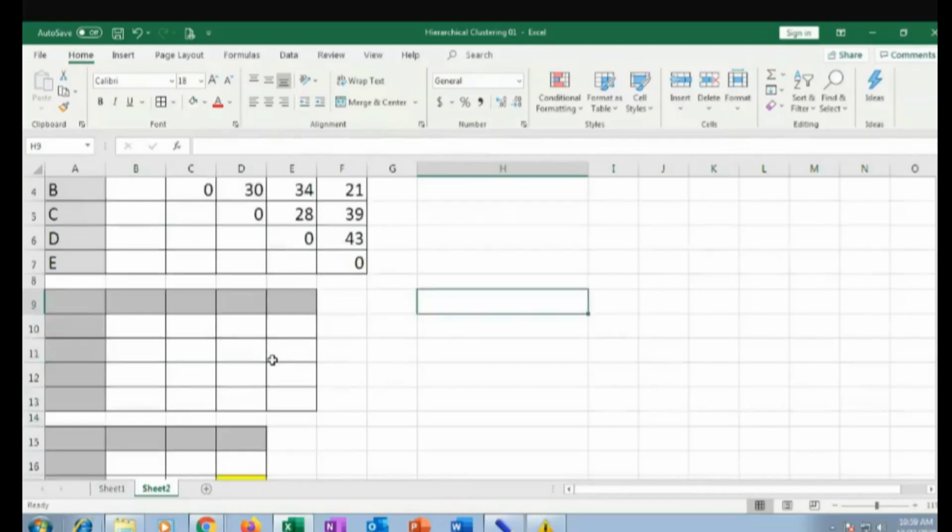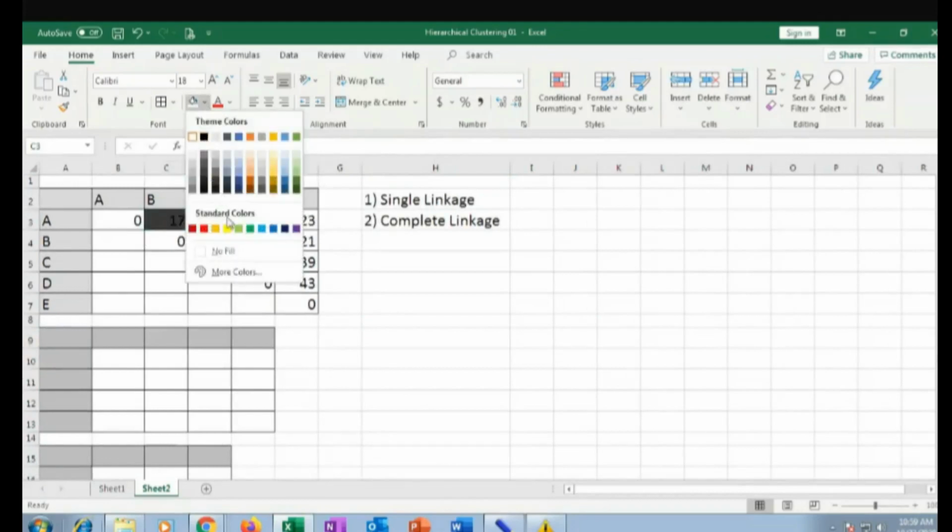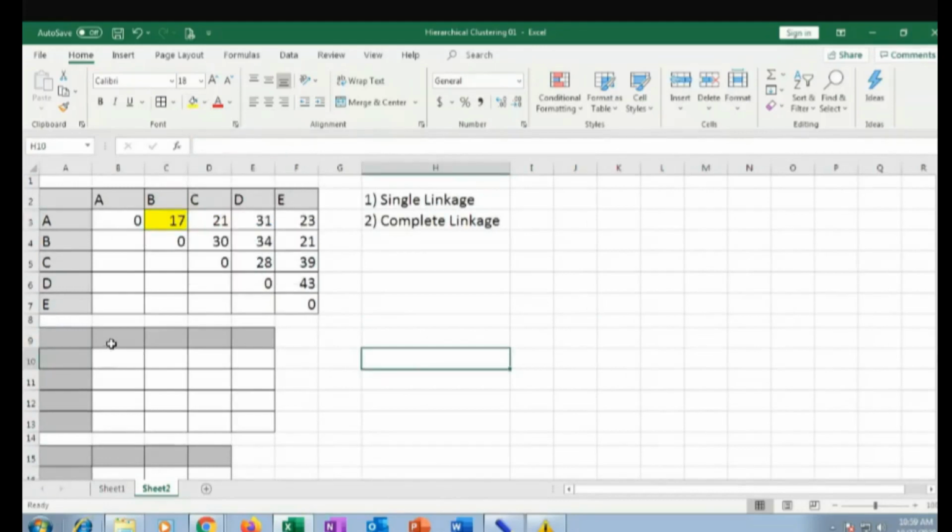So the first cluster will always be the closest cluster. Which one is the closest one? Obviously 17 is minimum. So I will say C, D, E and AB. So this first step will be the same for everyone. Then C to C is 0, C to D is 28, C to E is 39, and C to AB. Now C to A is 21 and C to B is 30. Are you getting me?